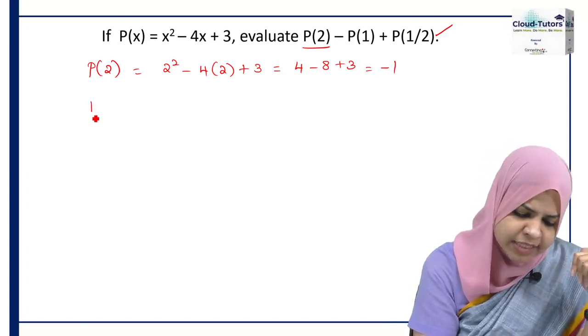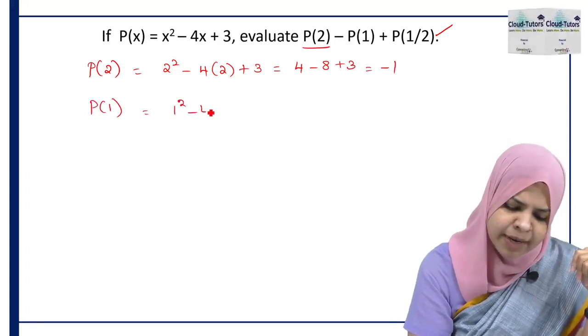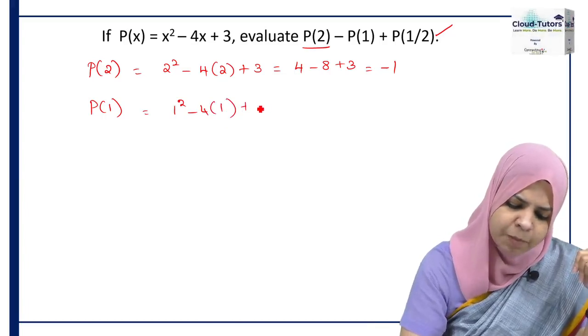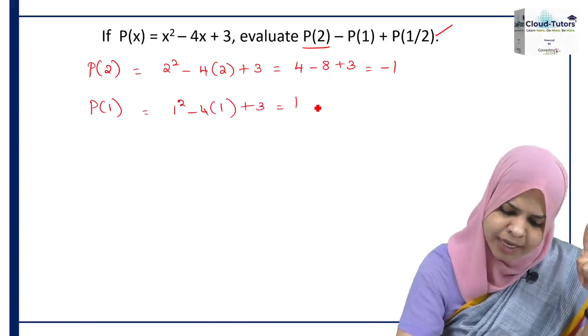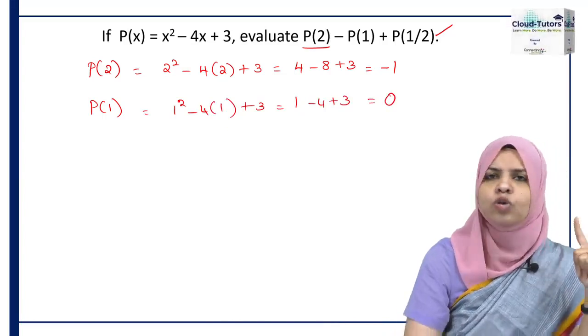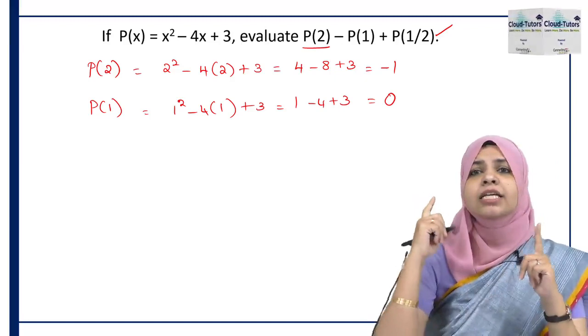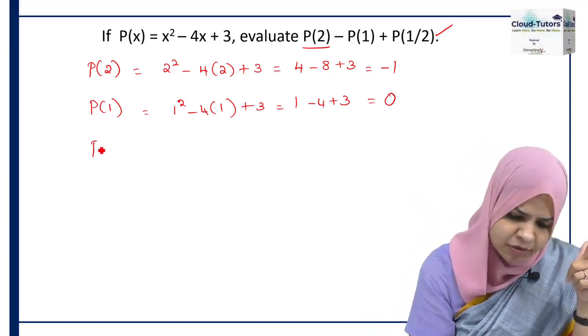Moving on to the next, p of 1, that is 1 square minus 4 into 1 plus 3. So 1 square is 1 minus 4 plus 3. What is this? This is 0. 1 minus 4 is minus 3. Minus 3 plus 3 is 0. Next, p of half.